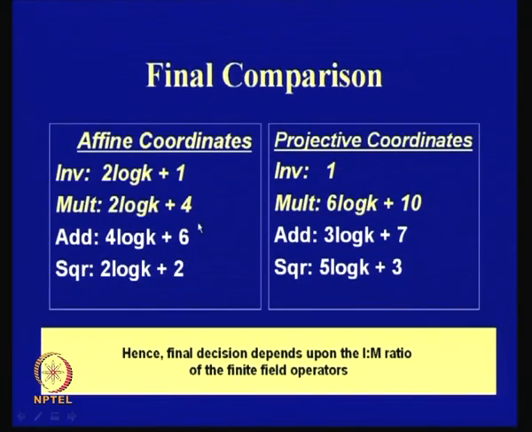So, if you do a neck to neck comparison of the affine coordinates and projective coordinates, this is how it looks like. The inversions are reduced, but the multiplications and the additions and the squarings have of course increased, right. So, whether you will go for affine coordinates or projective coordinates depends upon your I to M ratio, that is, in your inverse how many multiplications or multipliers are there. That actually dictates whether this one is more efficient or that one is more efficient.